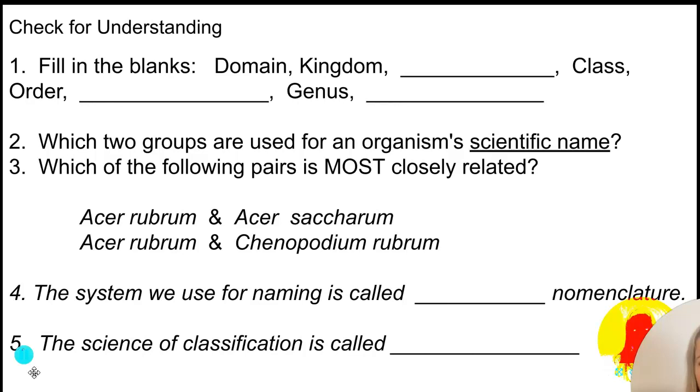You can go ahead and pause this presentation at this point. You can then fill out your check for understanding quietly. Then you can download this as a PDF and submit it in Blackbaud.